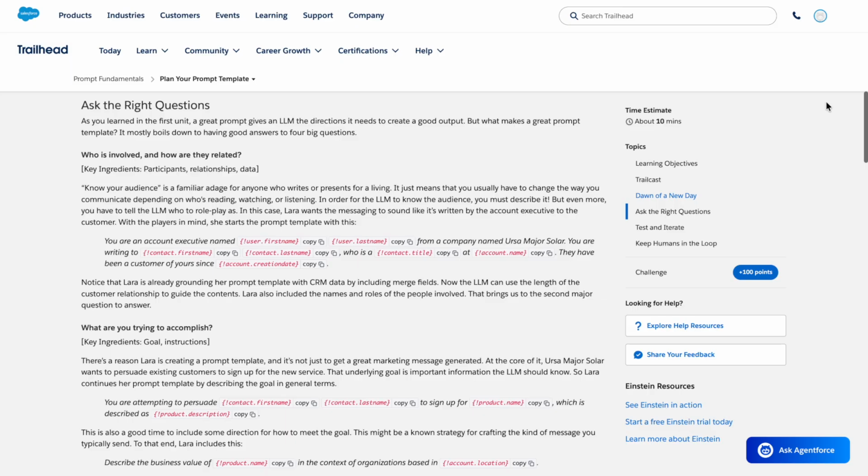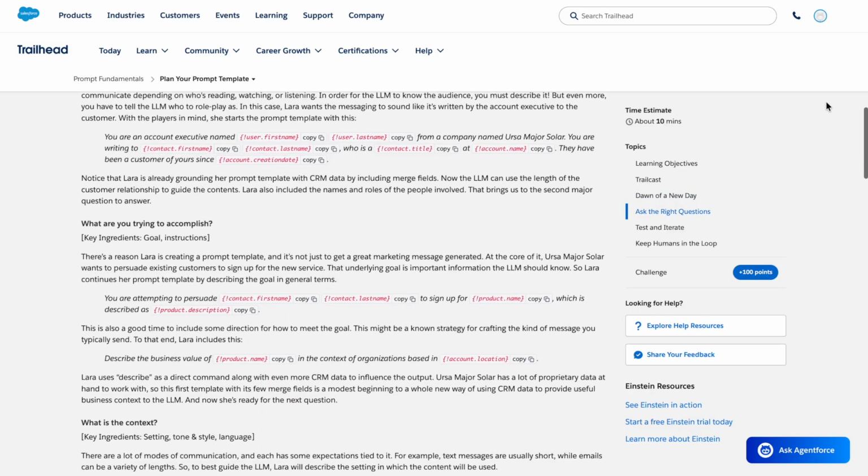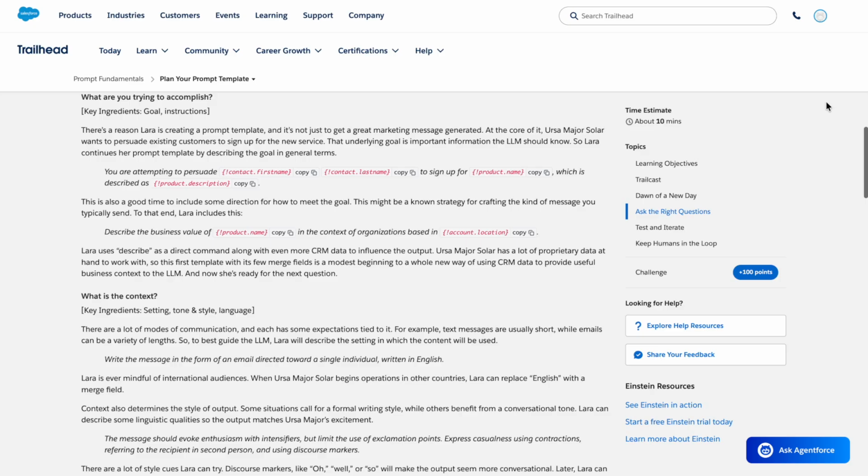Notice that Laura is already grounding her prompt template with CRM data by including merge fields. Now the LLM can use the length of the customer relationship to guide the contents. Laura also included the names and roles of the people involved. That brings us to the second major question to answer. What are you trying to accomplish?